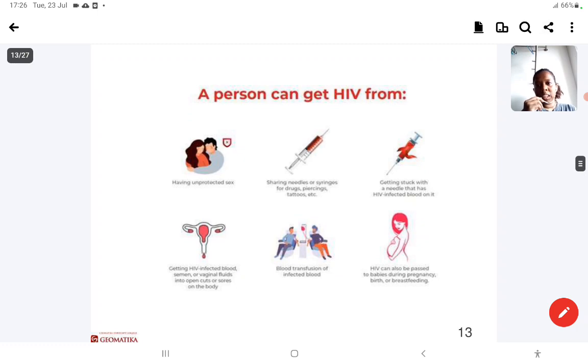Okay, next, a person gets HIV from having unprotected sex, sharing needles for drugs, facing tattoos, getting stuck with a needle that has HIV infected blood on it, or getting HIV infected blood, semen or vaginal fluid into an open cut of the body, blood transfusion of infected blood. HIV can also be passed to a baby during pregnancy, birth or breastfeeding.